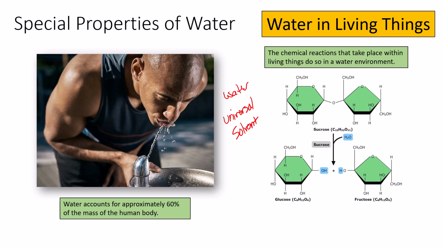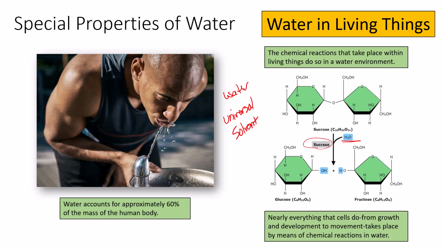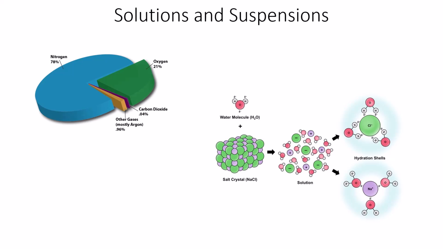And organisms are no different. We are water-based organisms, and we use things like enzymes dissolved in water to not only break down large components into the basic building blocks, but we also use water to build up larger components from the smaller building blocks. Nearly everything that cells do, from growth and development to movement, takes place by means of chemical reactions in water. Later in the class, we're going to get more in depth into some of these chemical equations, dehydration synthesis, hydrolysis, stuff like that. But for now, as long as you know that water is the universal solvent and water is vital in the chemical composition of living things, you're on your way to total comprehension.